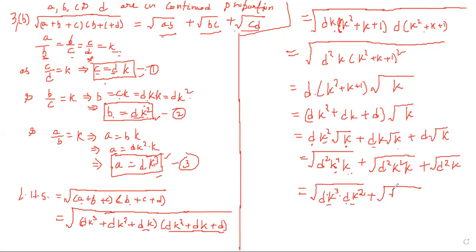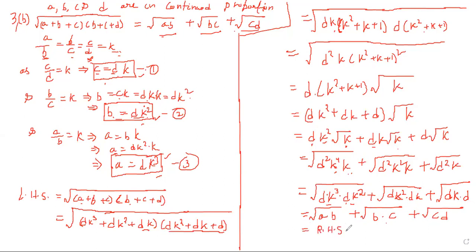In second, d into k square into d into k, we know that dk square is b and dk is c, so it will give root bc, plus root cd is the third term, so we can write dk into d. Now this is dk cube is a, dk square is b, so root ab plus dk square is b, dk is c, so bc plus root dk is c into d. So root ab plus root bc plus root cd, which is right hand side, hence proved.